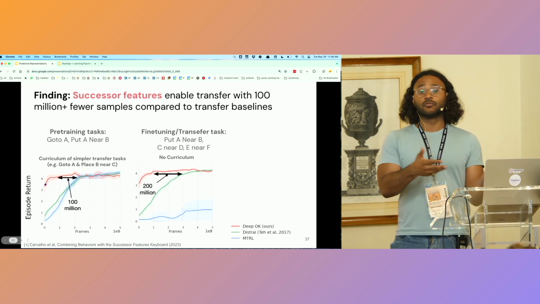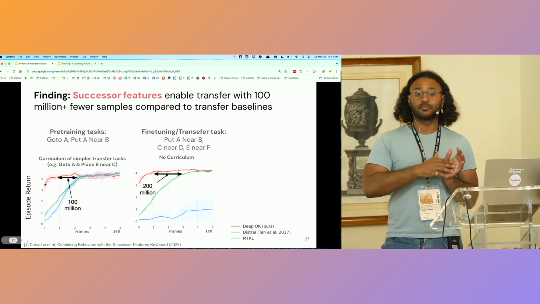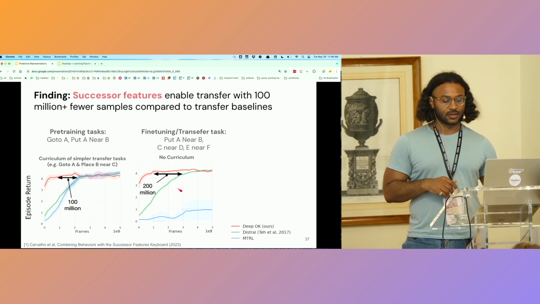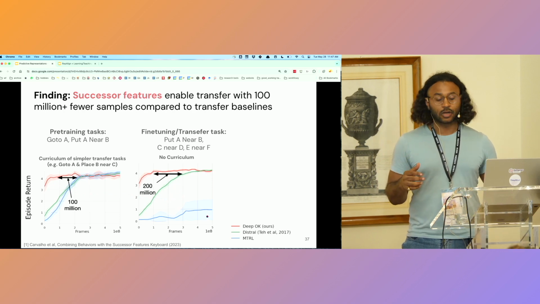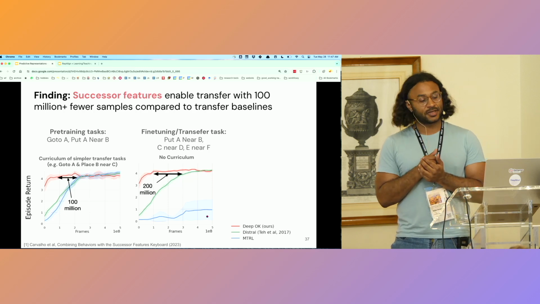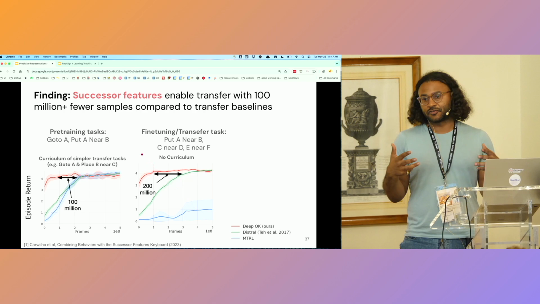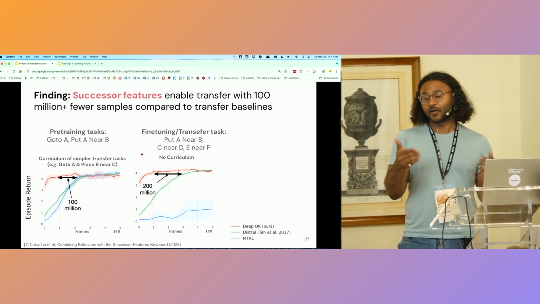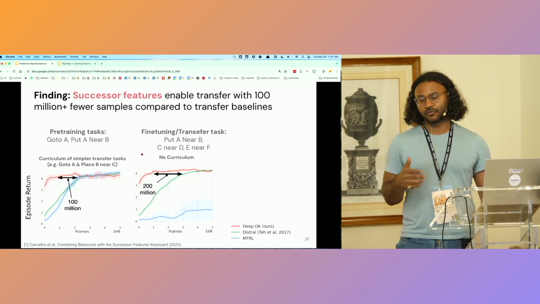But then once you remove this curriculum and you're just transferring to this much longer horizon task, this gap increases significantly, and one of the baselines really struggles to transfer here. So the thing I want to drive home from this is that using successor features allowed for transferring behaviors in a far more sample efficient way compared to other transfer baselines.